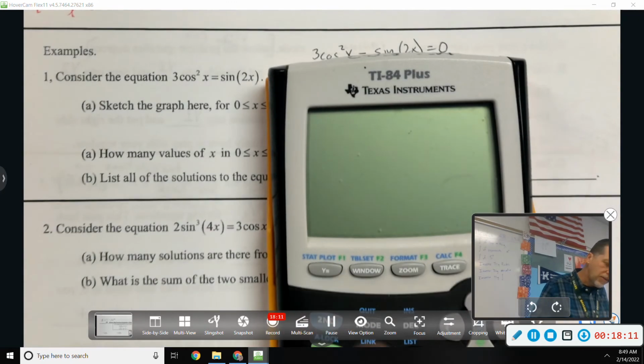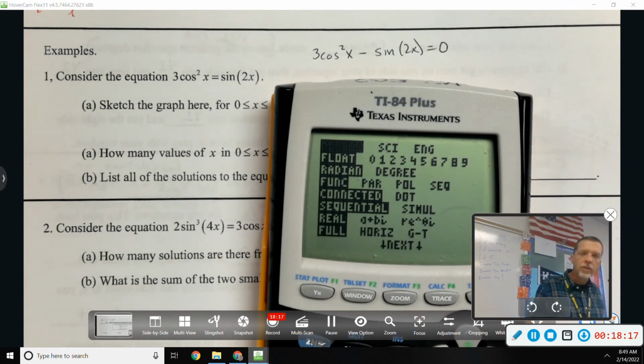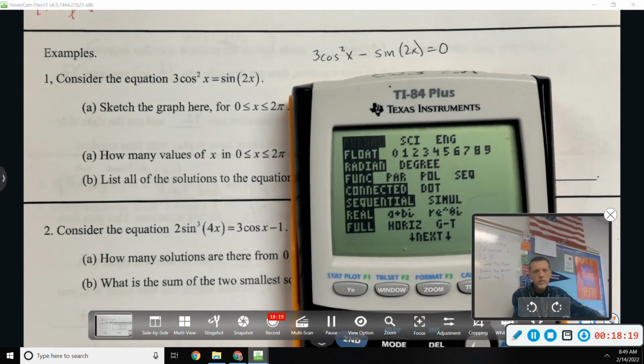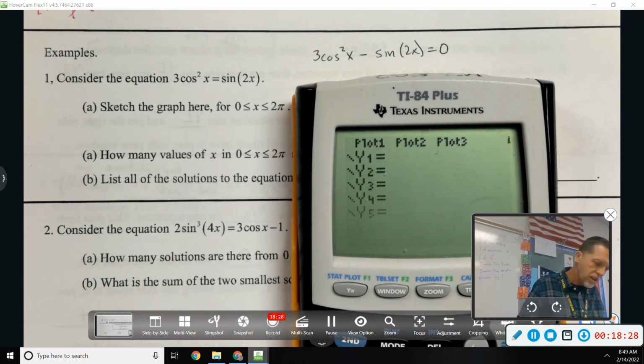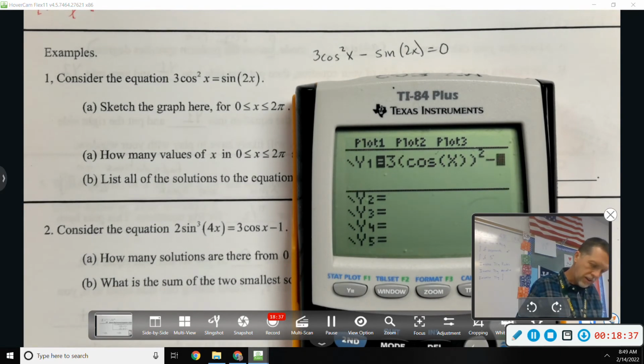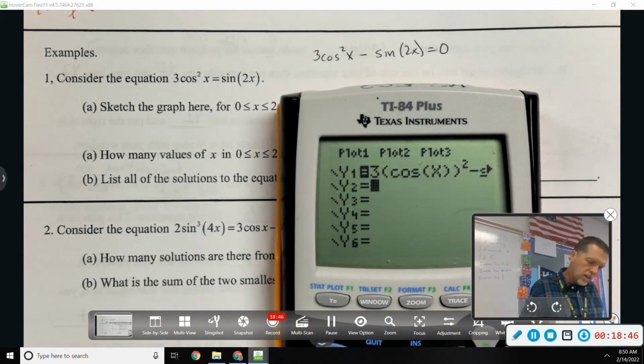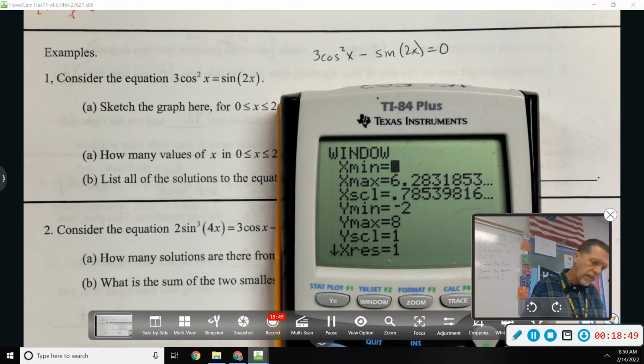All right, let's put that in for y1. Actually, I'll make sure I'm in radians before I go any further. Calculator defaults to radians, but if someone else has used the calculator, it might be in degrees, so you probably need to check. So 3, open parentheses to make sure I square the cosine, minus sine of 2x, close parentheses. Window, 0 to 2 pi is already there. I have pi over 4 as my scale.